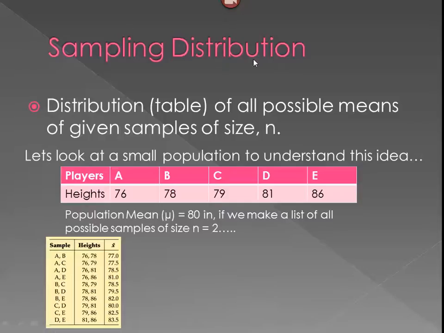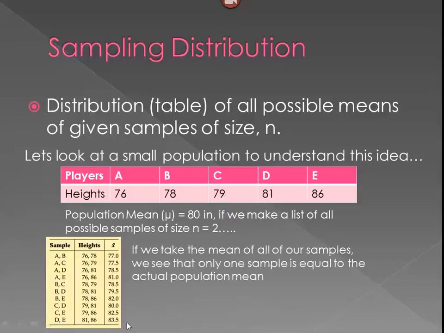And so when we talk about a sampling distribution, it is a collection of every possible sample from every possible combination of sample of size n. That's called our sampling distribution. Now, if I take this sampling distribution and I find the mean of all of these numbers, what we find is that the mean of all of those samples is actually equal to the population mean. In this case, the mean of all those actually comes out to be 80.